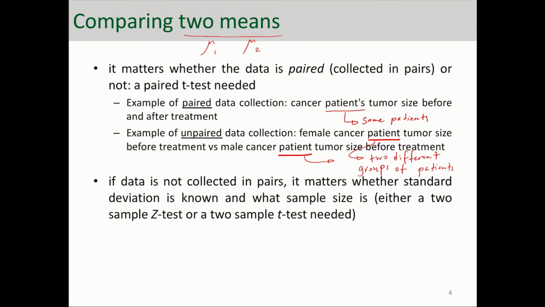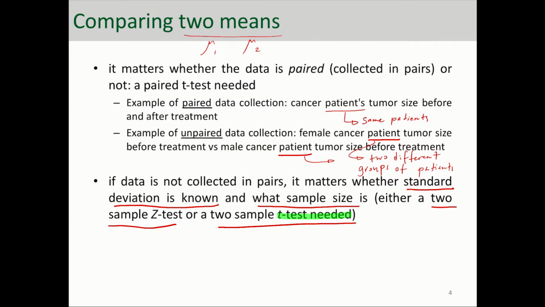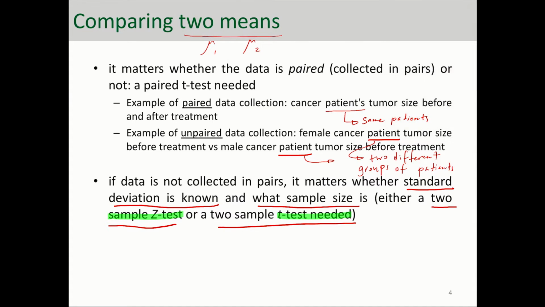And also, in addition to paired versus unpaired, it matters whether standard deviation of the population is known, and also what sample size we are using. And that will determine whether we're going to use a two-sample z-test versus two-sample t-test. And this is going to be the focus of the first part of this module, two-sample z-test versus two-sample t-test, when the data is unpaired. We're going to look at the paired data in the last part of this module.